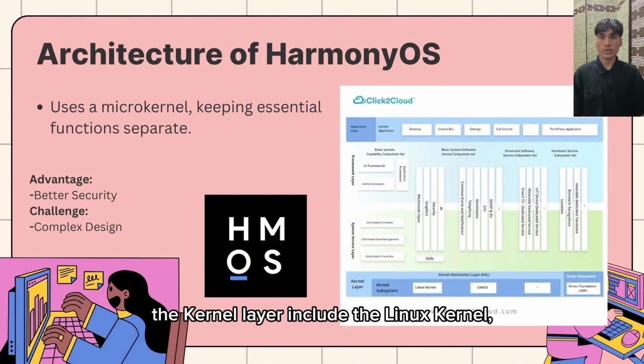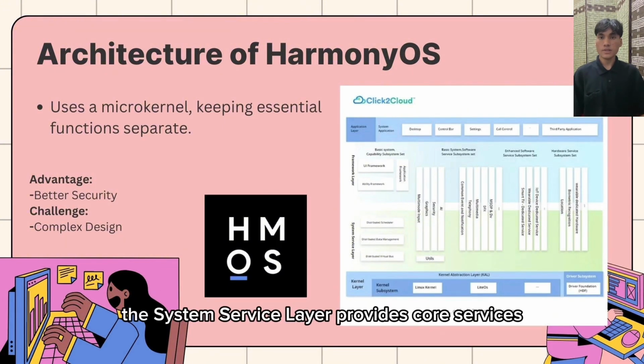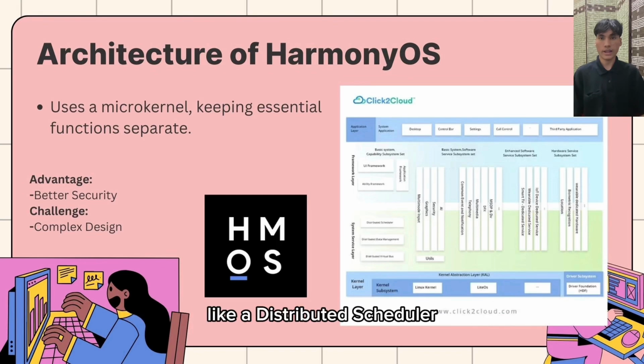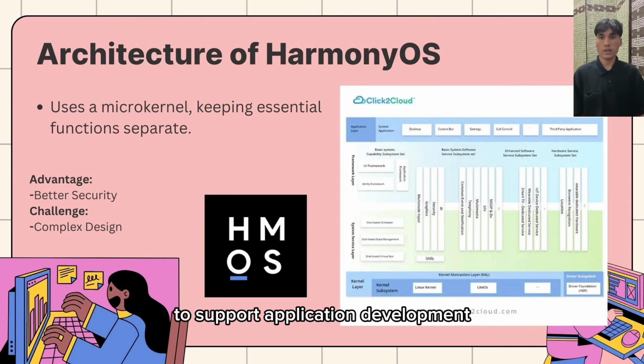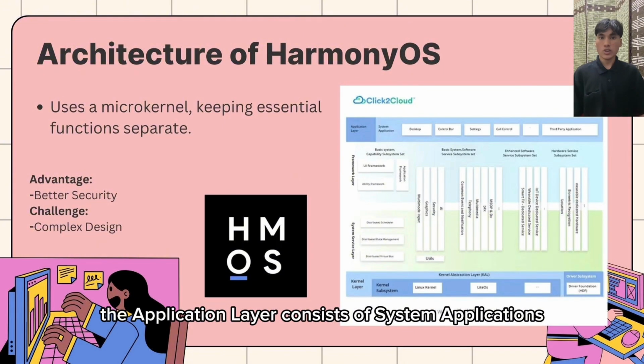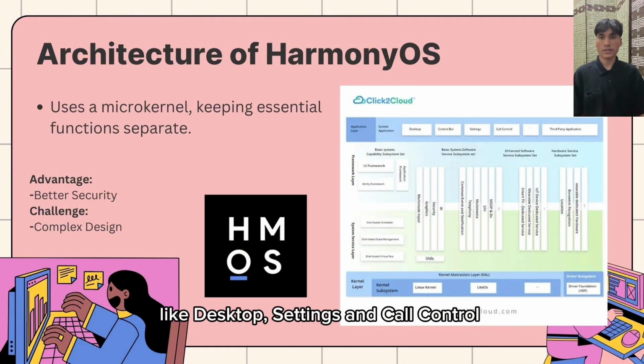At the bottom, the kernel layer includes the Linux kernel, LiteOS, and a kernel abstraction layer (KAL) for hardware interaction. The system service layer provides core services like a distributed scheduler, data management, and virtual bus for seamless multi-device communications. The framework layer includes the UI framework, application framework, and ability framework to support application development. The application layer consists of system applications like desktop, settings, and call control, and third-party applications.